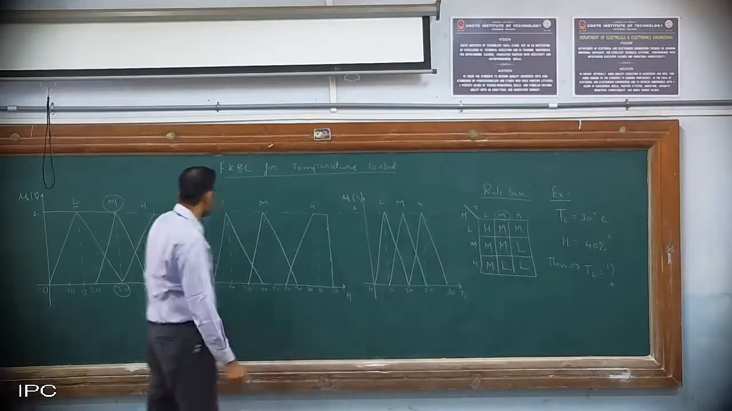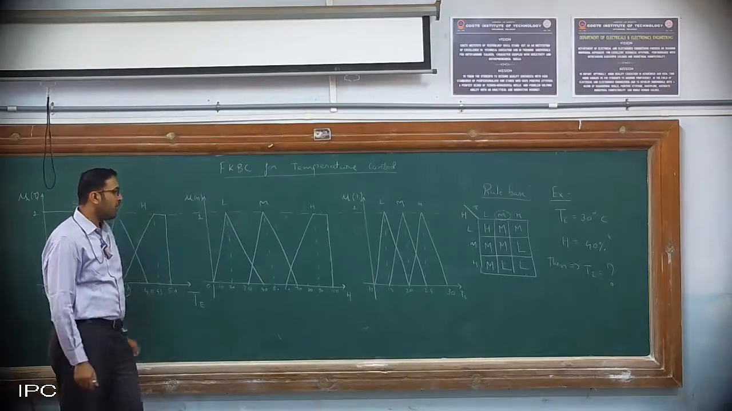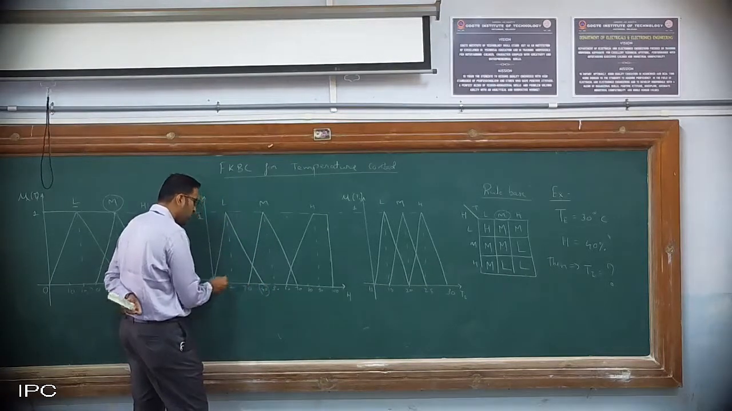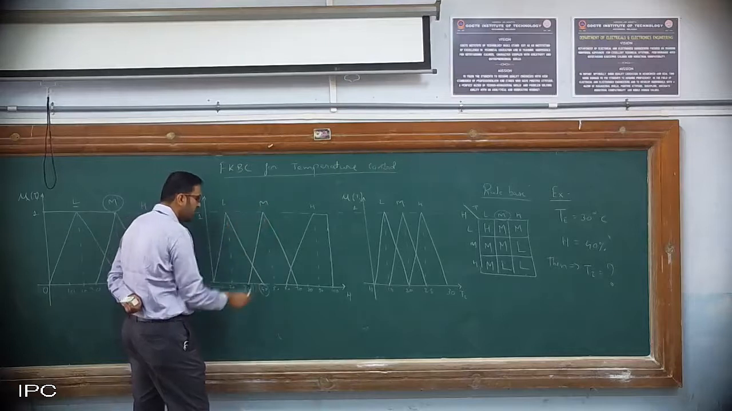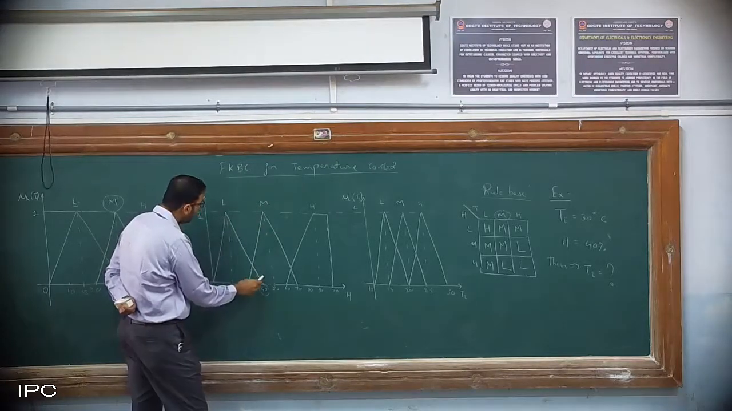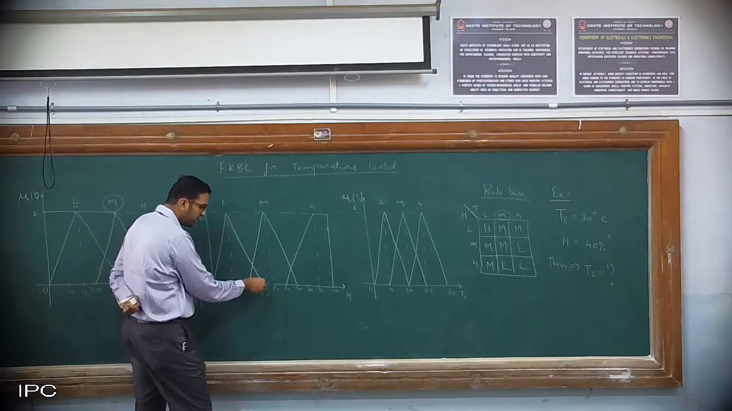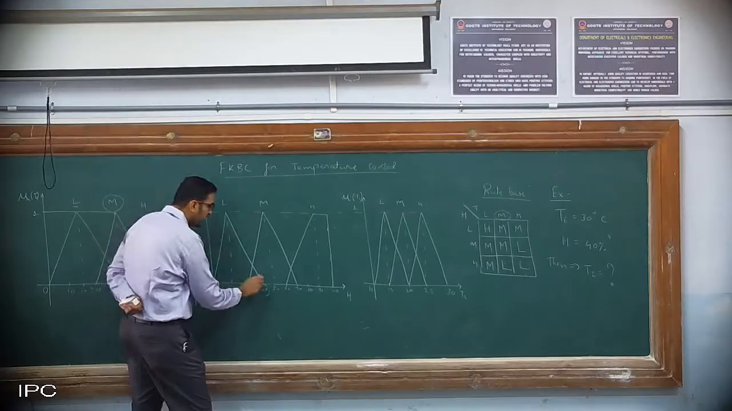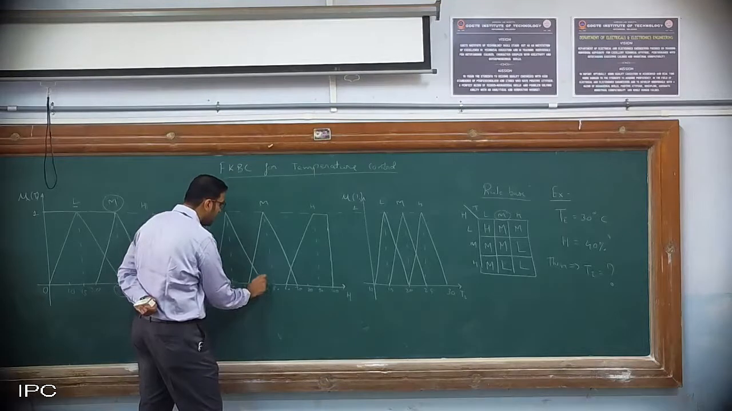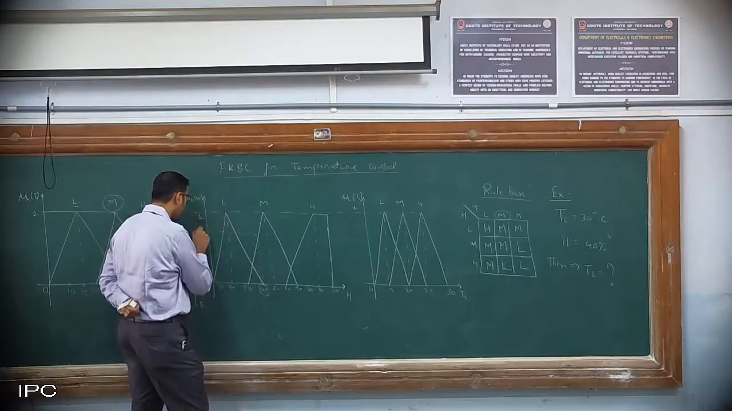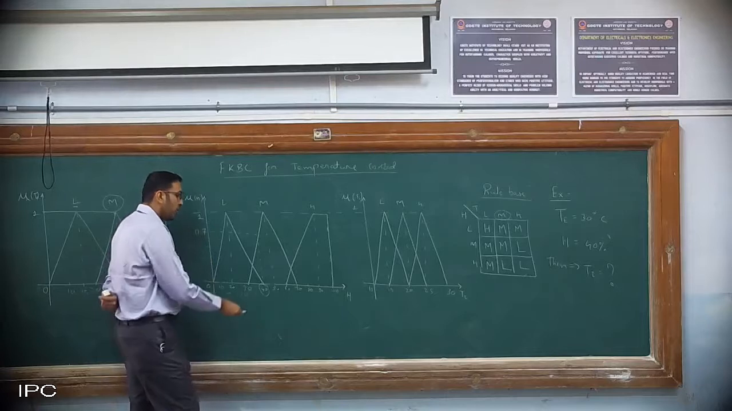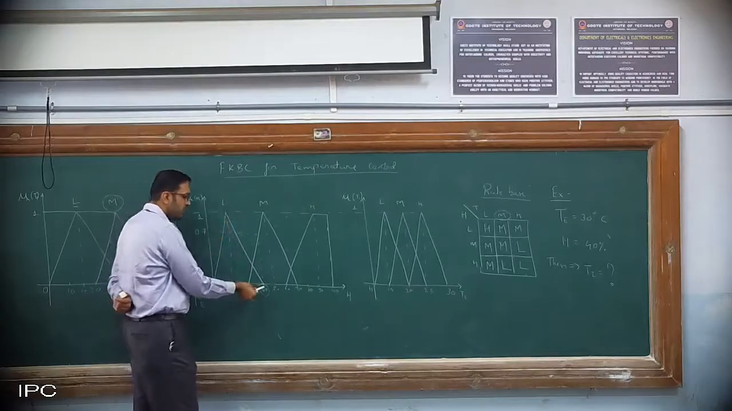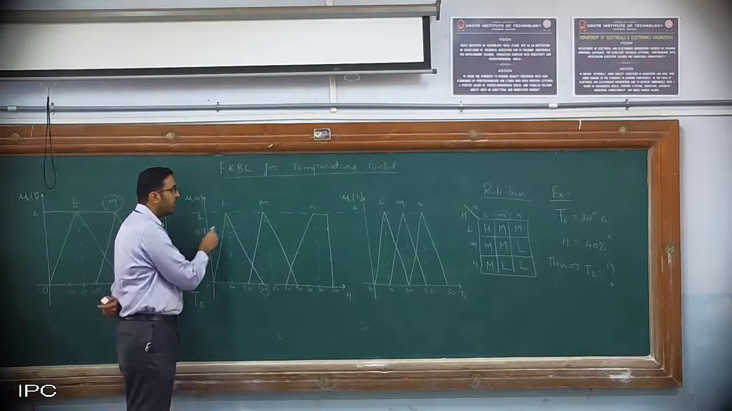Next, when we come to the humidity part, humidity is how much? 40%. So 40% is here. Now 40% is lying in two categories, in the low category and in the medium category. If I check this graph for low, 40% is coming in the band low with a degree of membership of 0. But if you check it in the range of medium, it has, let us say, 0.7. So 40% has a degree of membership of 0 in the low category, whereas it has a degree of membership of 0.7 in the medium category.